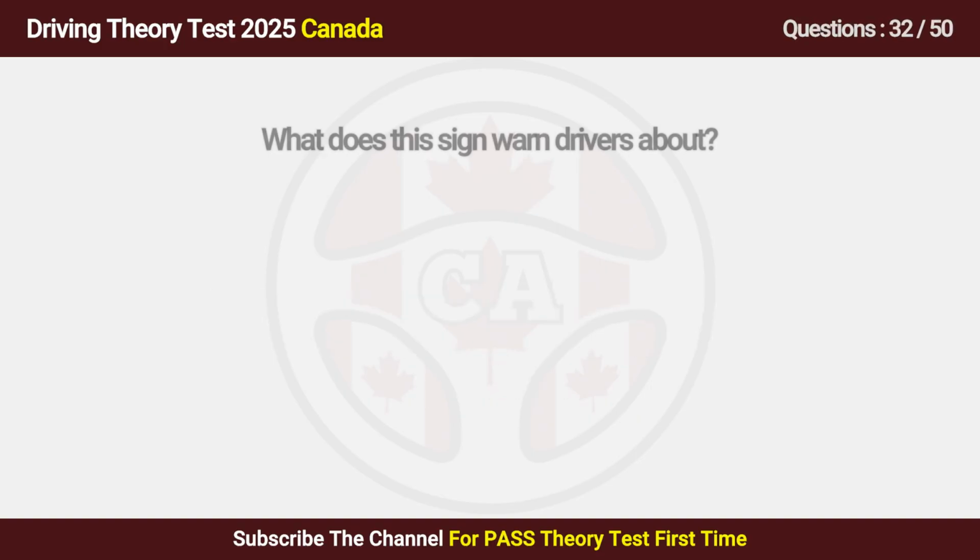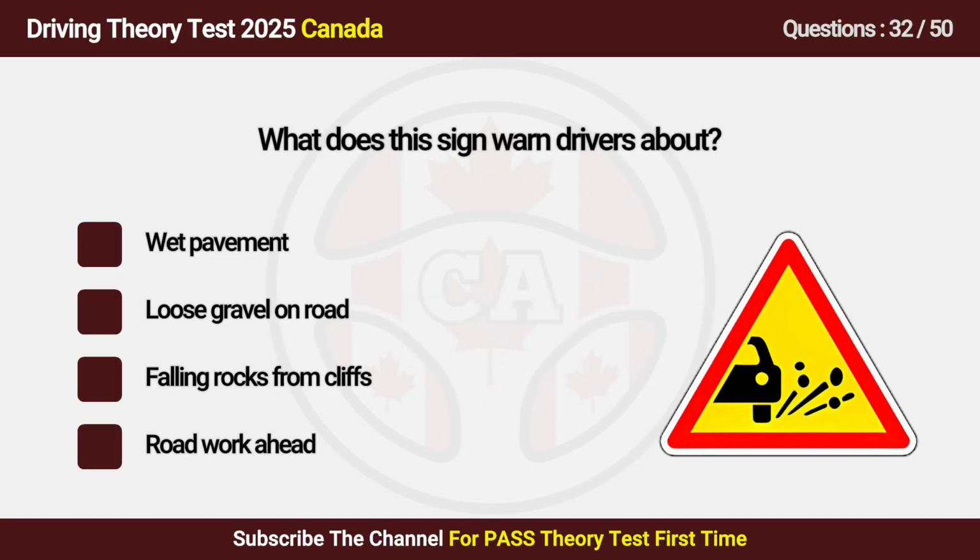Question 32. What does this sign warn drivers about? A. Wet pavement. B. Loose gravel on road. C. Falling rocks from cliffs. D. Road work ahead.